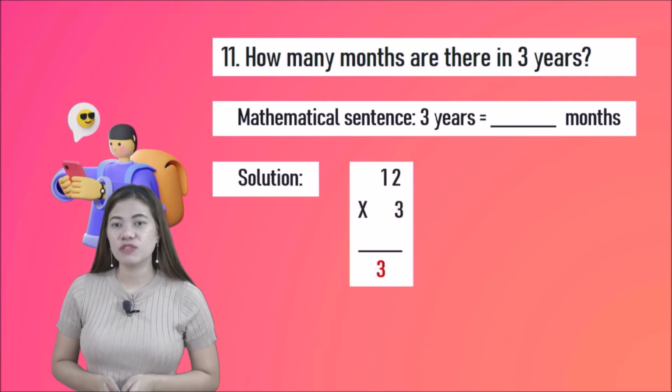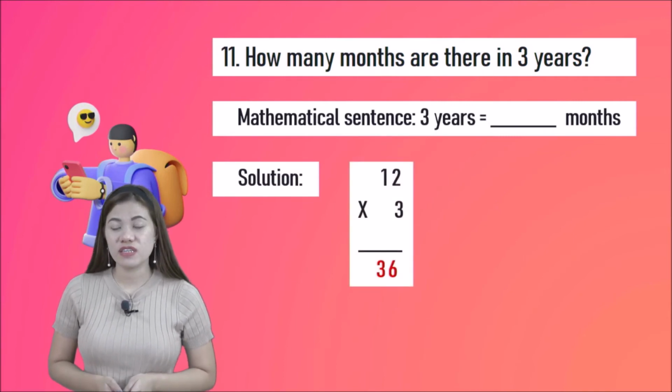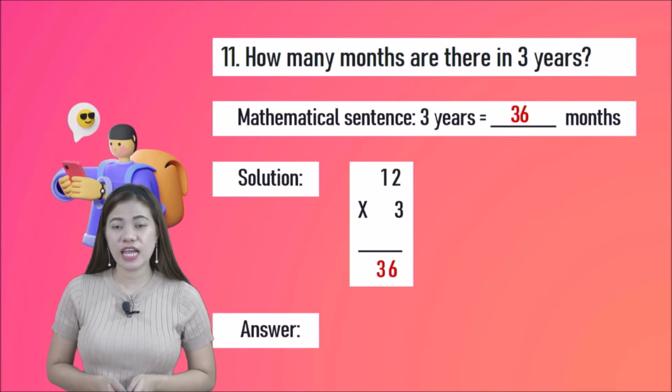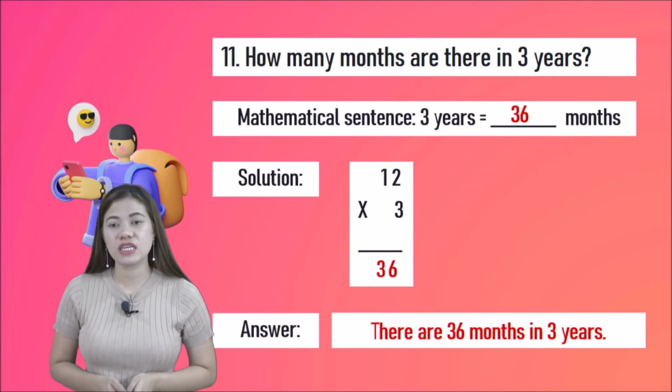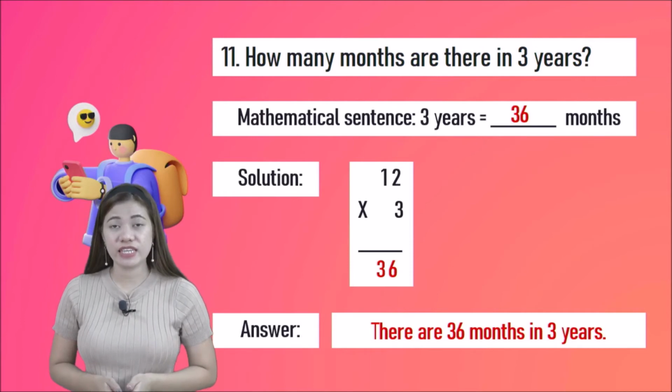So we will just multiply 12 times 3. So 12 times 3 is equal to 36. Okay, kids? Our final answer, there are 36 months in 3 years. Did you get it, kids? Great job. You're doing great.